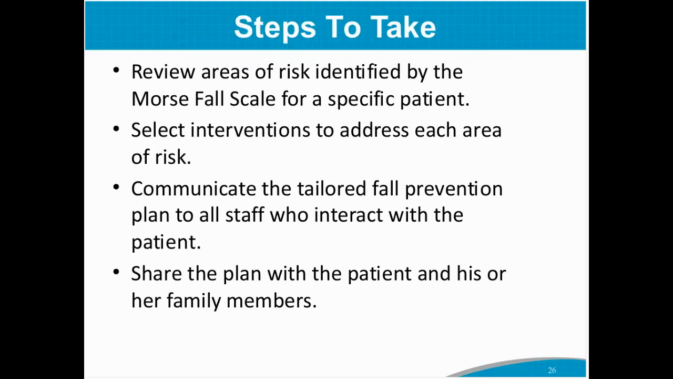So what are the steps to take to use the results of the fall risk assessment in care planning? Well, first of all, we need to review the areas of risk that are identified by the Morse Fall Scale for each specific patient. Based on the areas of risk that we identify, we then need to select interventions to address each area of risk. We need to communicate this tailored or personalized fall prevention plan to all staff who interact with the patient. We also need to share the plan with the patient and his or her family members.